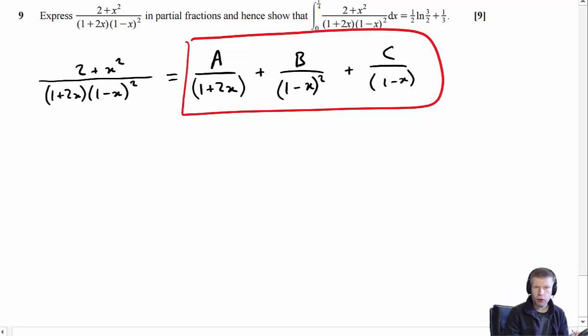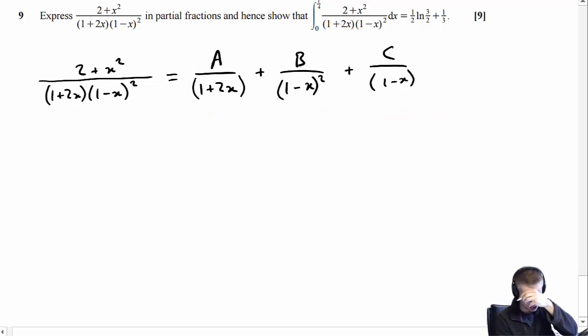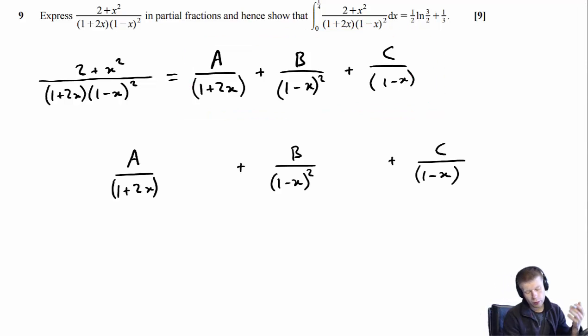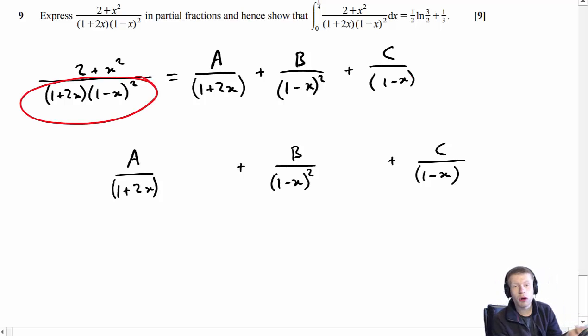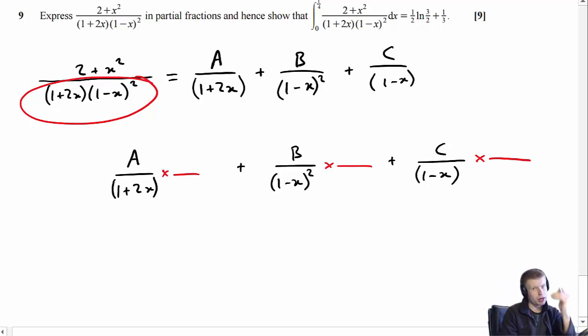Well, we're looking for a lowest common denominator, and we actually know what it is because they've given it to us. It's 1 plus 2x times 1 minus x squared. So I've got to turn each of these denominators into 1 plus 2x times 1 minus x squared. Remember I can multiply by anything as long as it's 1, so I've got to have the same numerator and denominator.